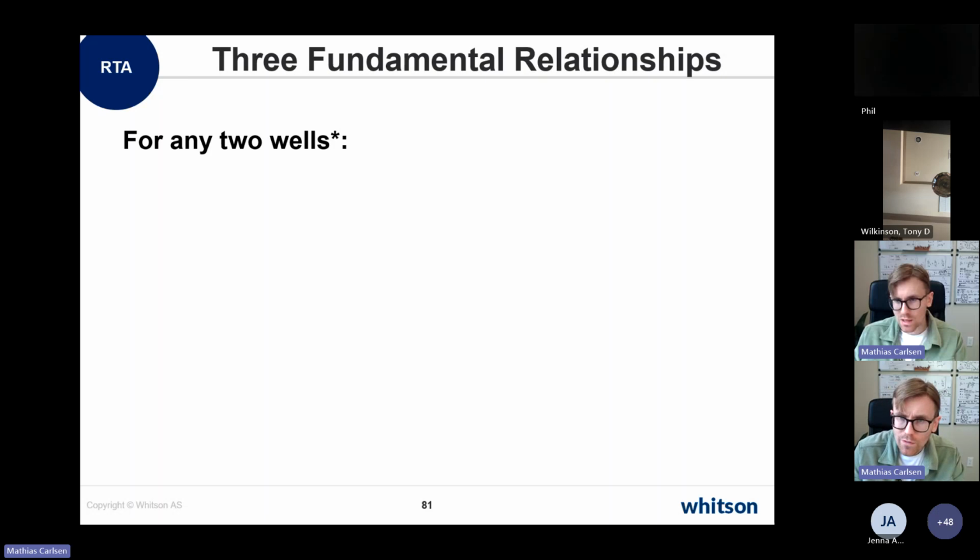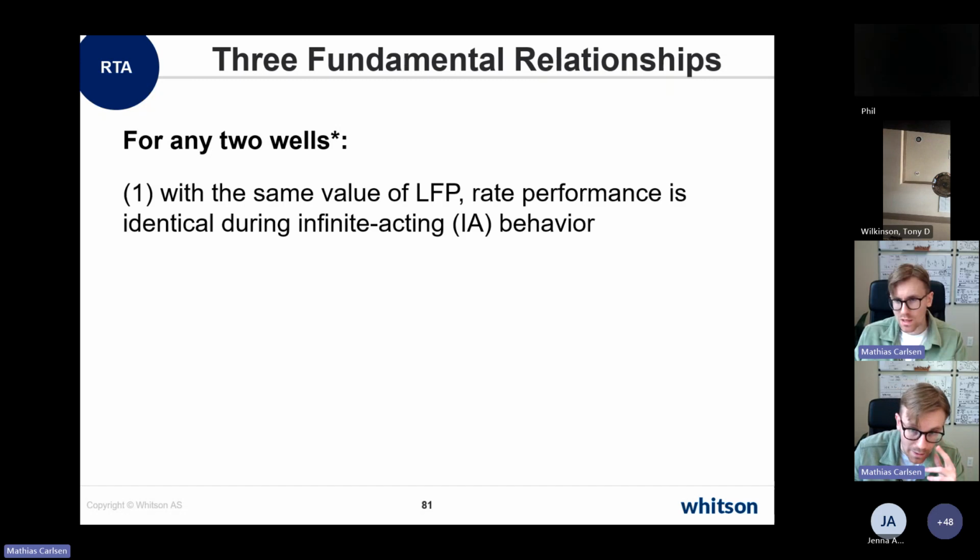What those three fundamental relationships are telling you is, if you have two different wells and they have the same average K, then the rate performance is identical during infinite acting behavior.